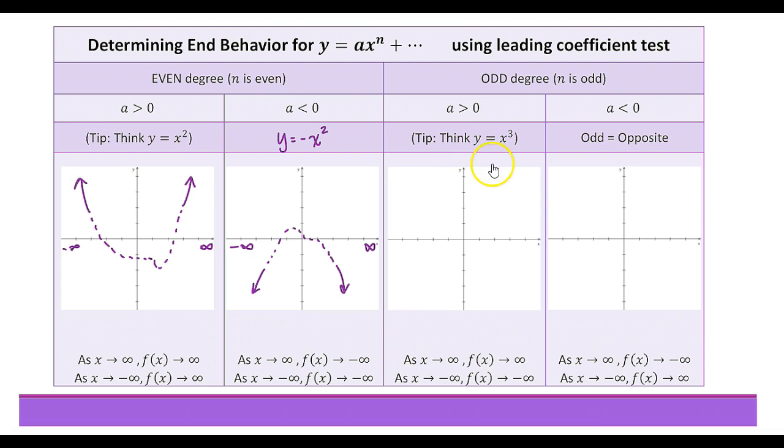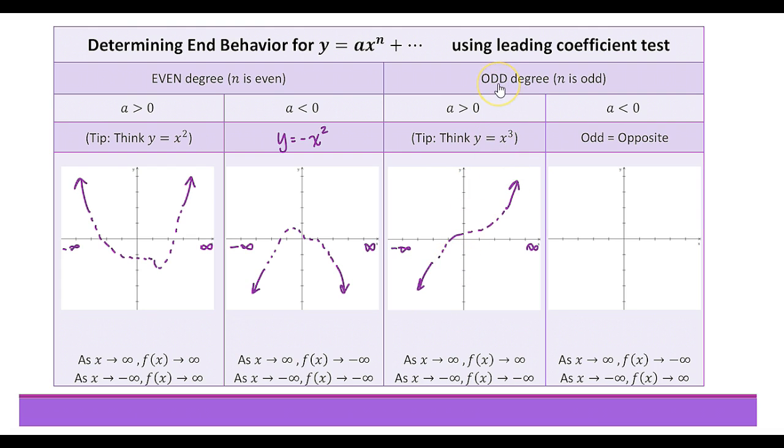So we should be familiar with x cubed. And the end behavior is that the right side towards positive infinity points up. So as x goes to infinity, y values, f of x, goes to positive infinity. And the left side points down. So as x values go to negative infinity, the y values go towards negative infinity. And we don't really know what happens exactly in the middle.